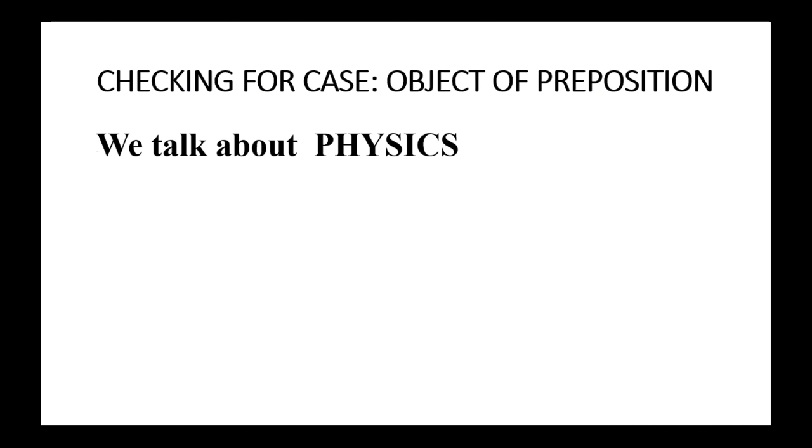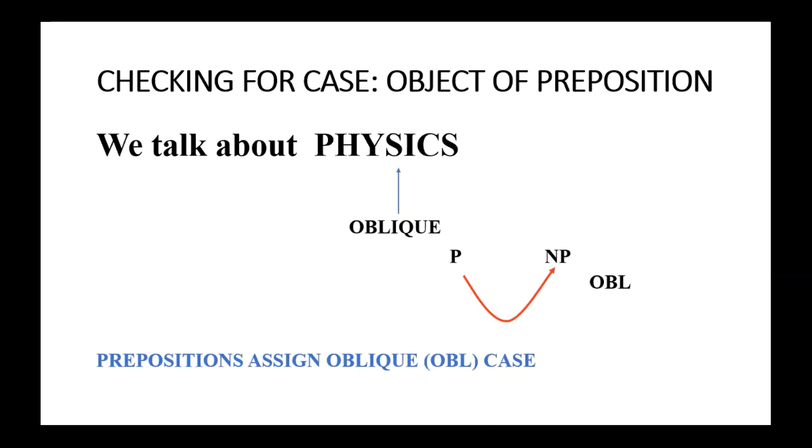Let's take another case. We talk about physics. What case does physics have in this case? Try to answer in your head. Well, in this case, physics has oblique case. Why does it have oblique case? Because prepositions assign oblique case. So whenever you have a preposition, the preposition is going to assign oblique case.